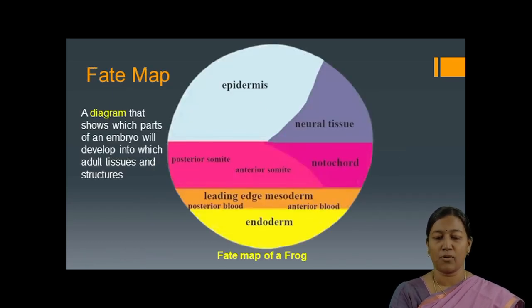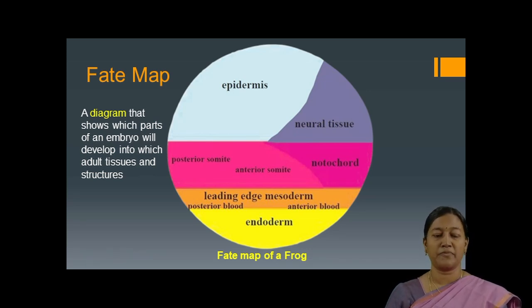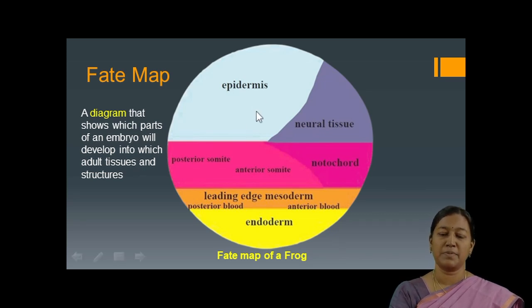Next we see what a fate map is. This is another commonly used term in developmental biology. We saw the cell fate is decided. Supposing this is the embryo, this whole thing is the embryo, and each group of cells in the embryo has a specific fate. A fate map is nothing but a diagram which shows which parts of the embryo will develop into adult tissues and structures. For example, in this picture over here, this part is going to form the epidermis. This part is going to form the neural tissue. This is going to form the notochord.